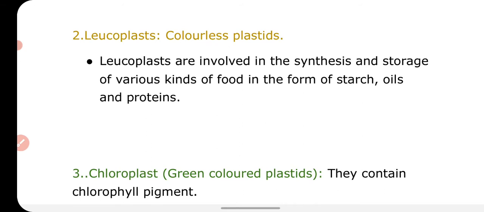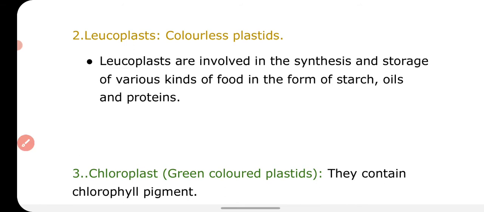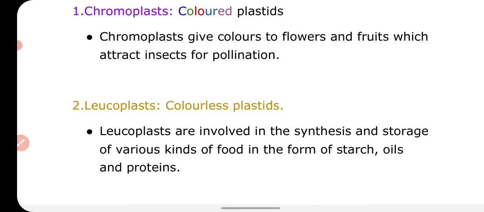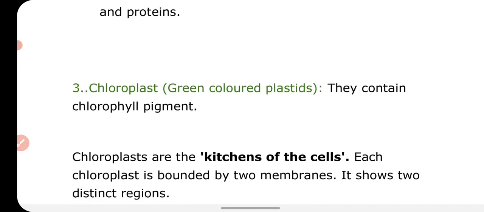And the second kind of plastid is leucoplast, and it is a colorless plastid. It doesn't have any colorful pigment, and it is involved in the synthesis and storage of various kinds of food in the form of starch, oil and protein. इनका काम storage of food का होता है. They can store starch as well as oil as well as protein, and they do not have any kind of पिगमेंट like क्रोमोप्लास्ट. इनके पास कोई पिगमेंट नहीं होता है और ये स्टोरेज का काम करते हैं, स्टार्च, ऑयल, प्रोटीन को स्टोर करते हैं.